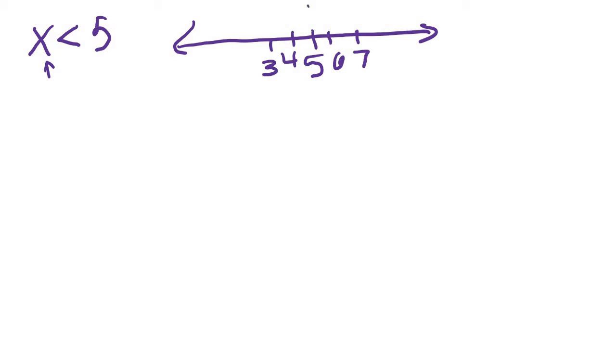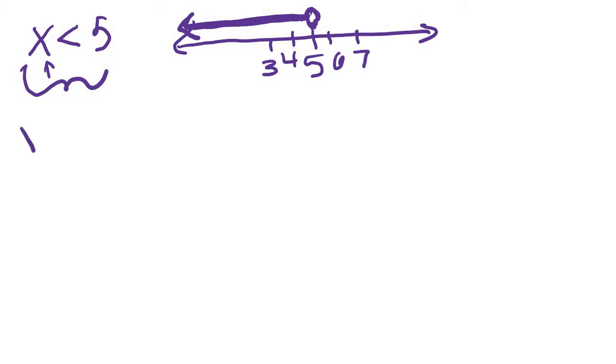So here's 5. Now notice how it says less than only, and not less than or equal to. So because of that, we're going to put an empty circle there. That empty circle means it does not include 5. And then we're going to draw our arrow this way to show all the numbers that are less than 5 are a solution to this right here.